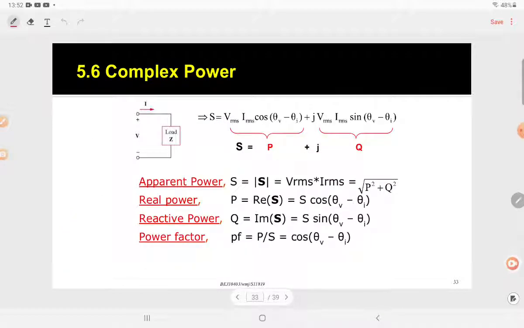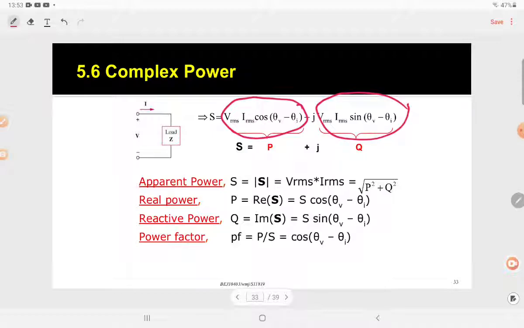Okay, so one more. I already told you, S equal to V RMS I RMS cos theta V minus theta I plus J V RMS I RMS sin theta V minus theta I, where this part is your average power, and this part is your reactive power.